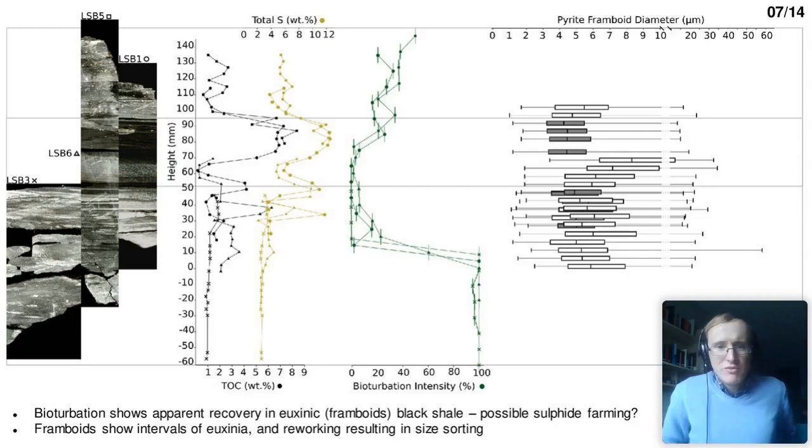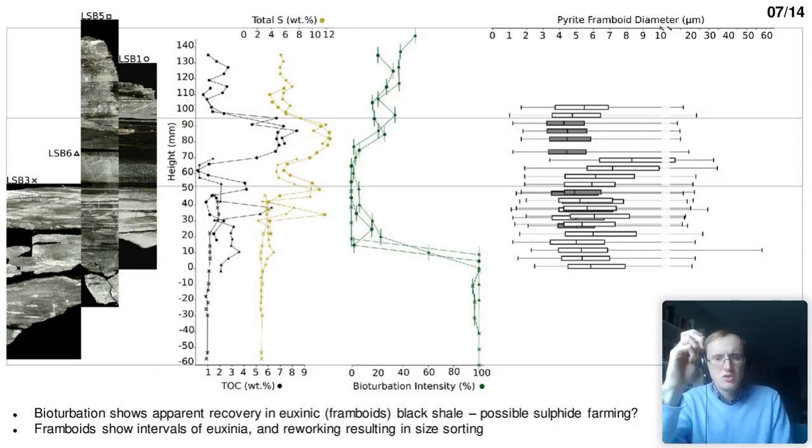I also show pyrite framboids. Just briefly, for those of you who might not be quite so familiar, pyrite framboids are these spherical accumulations of pyrite that form. If they form in the water column, i.e. if there's water column euxinia, they're consistently small because they can only grow to a certain size before they fall out. If they grow in the sediment, they can reach wider sizes, and their distribution of sizes is wider as well. And you can see that in the box and whisker plots there.